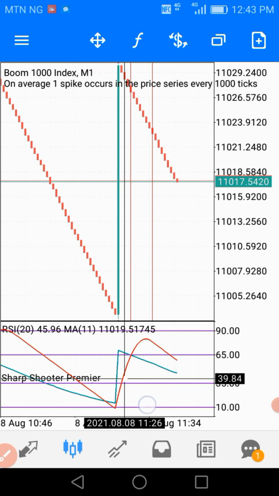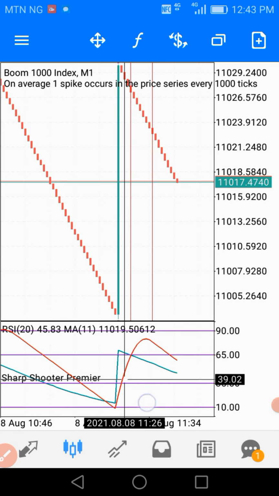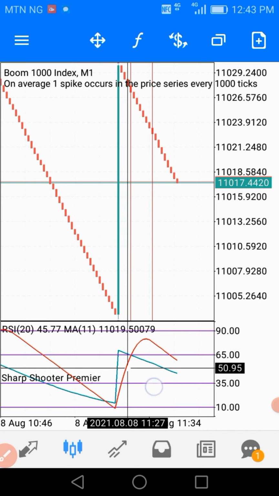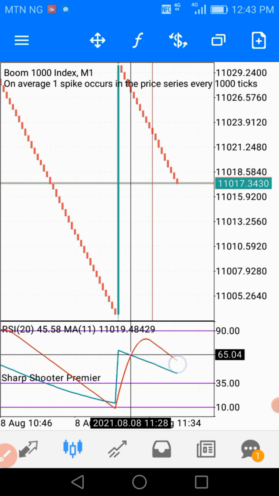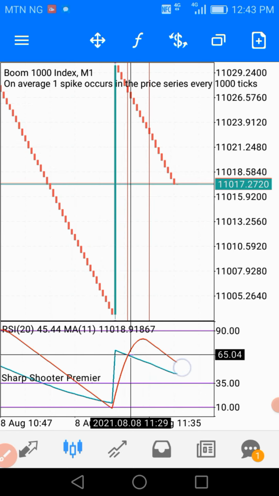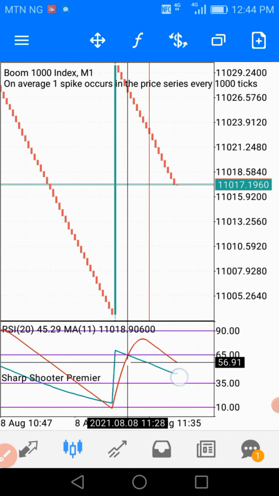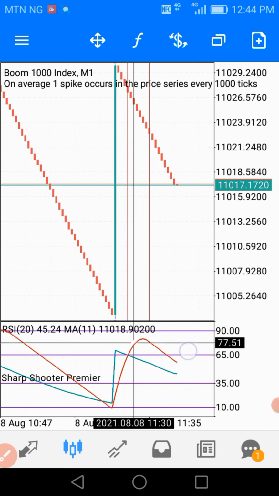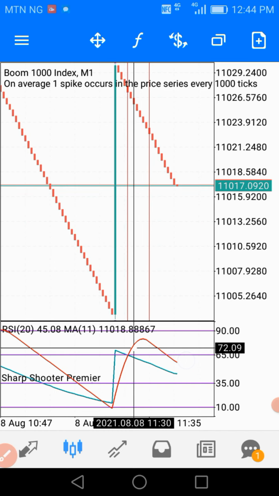You are looking out for a crossing, whereby the moving average period 11 crosses the relative strength index, which is blue. The moving average is red, and the relative strength index is blue. The moving average must cross the relative strength index from downwards moving upwards, and this crossing must take place at the 65 or above the 65 level for boom.